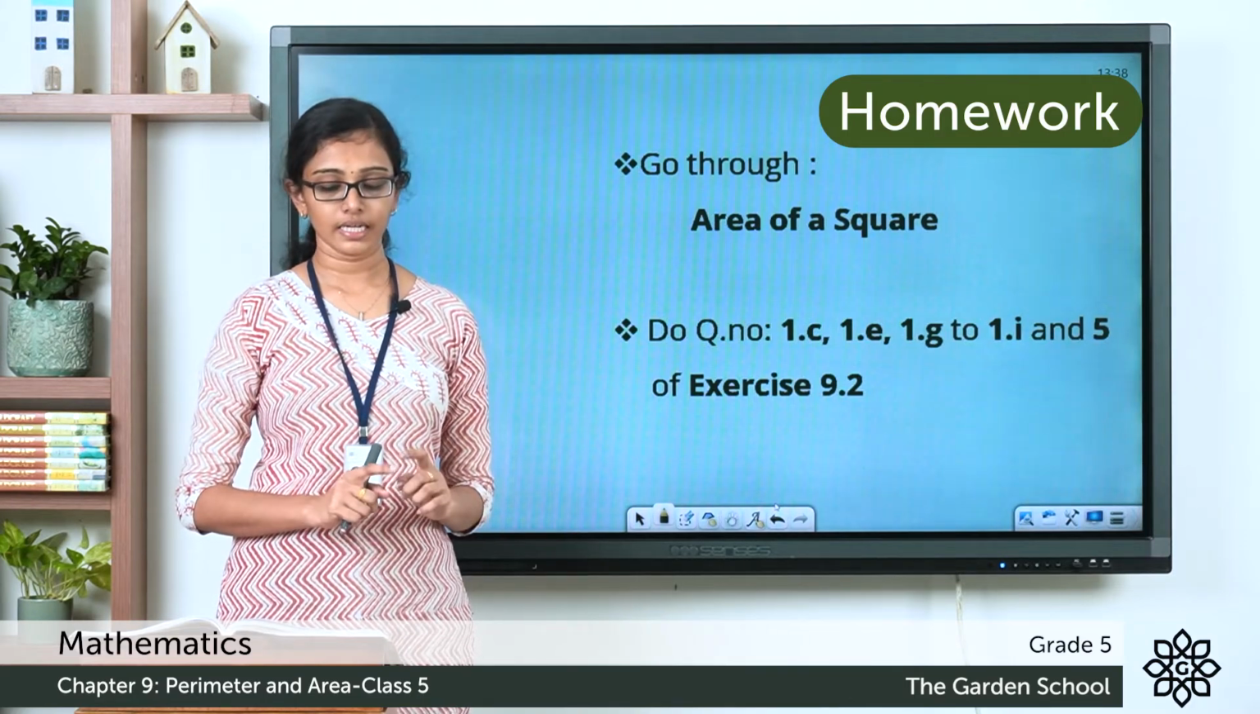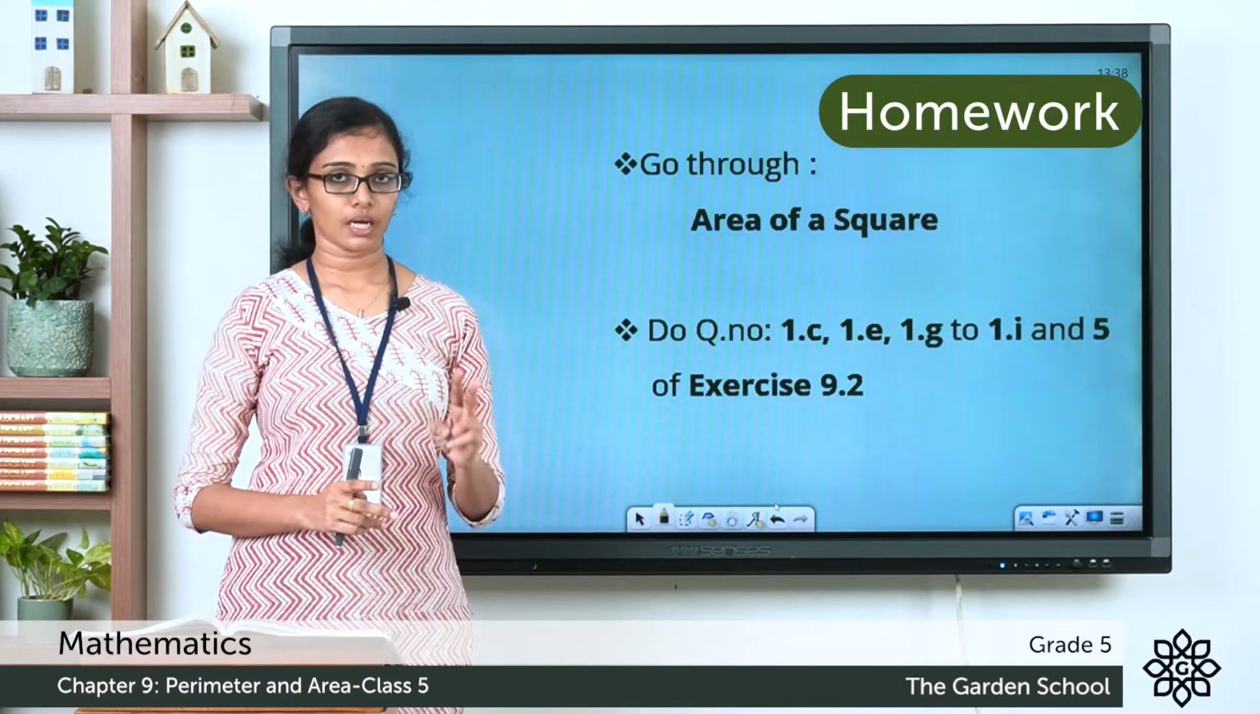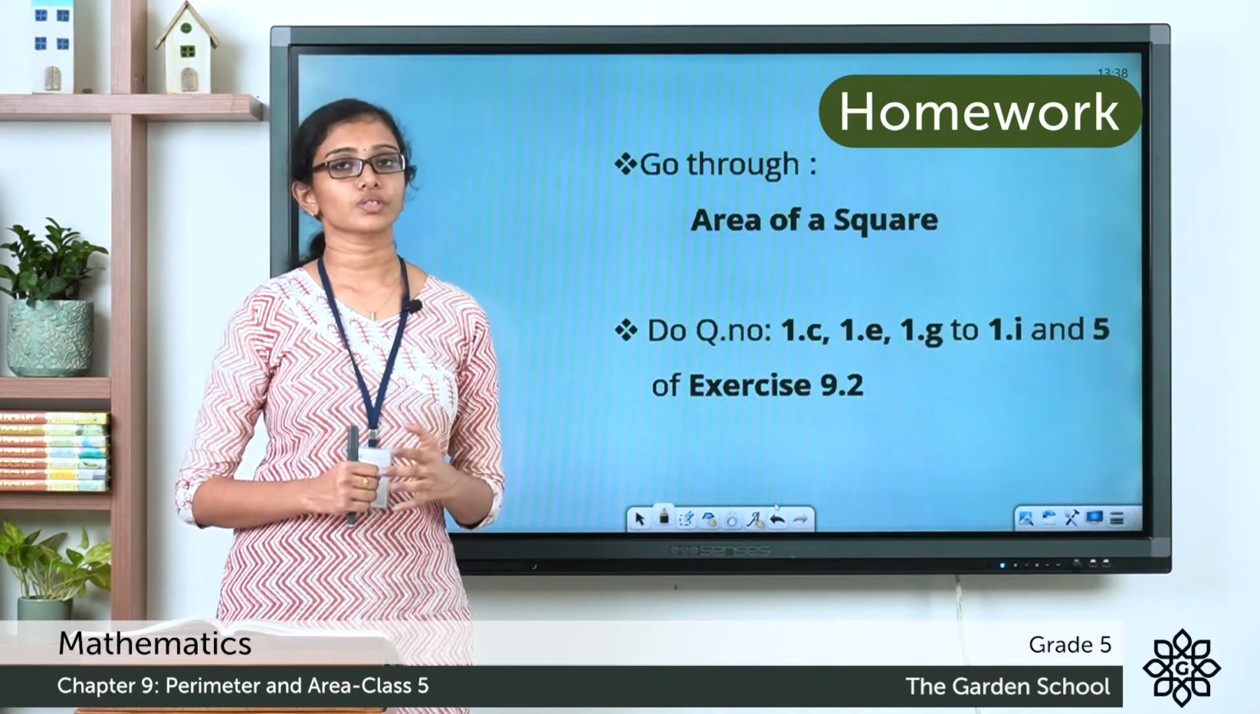And below that, you can see the heading HOTS, high order thinking skills question. Couple of questions are given there. Go through those questions as well.